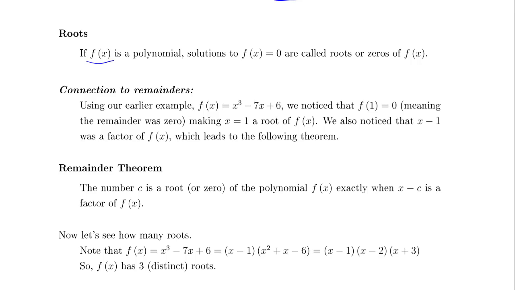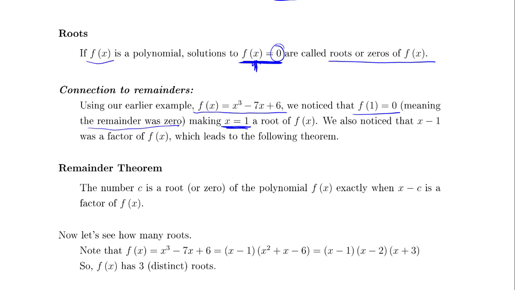If f of x is a polynomial, solutions to f of x equals 0 are called roots or zeros of f of x. So that's really what I'm trying to find. I'm trying to find numbers that I plug in and I get 0 out of the function. But that's the same thing as getting 0 from the division of x minus that number that I put in. Okay, so here's how we're connecting it. f of x was x cubed minus 7x plus 6 in the earlier example. We saw that plugging 1 in gave us 0, which meant the remainder was 0 if we divided.